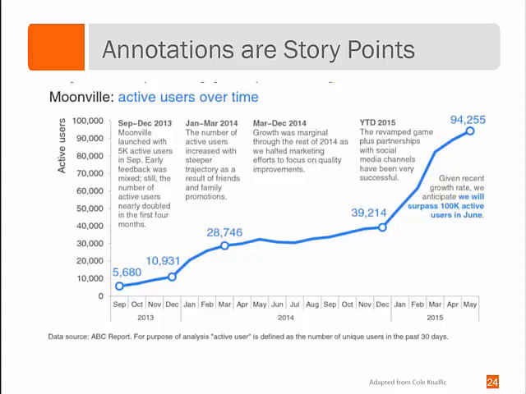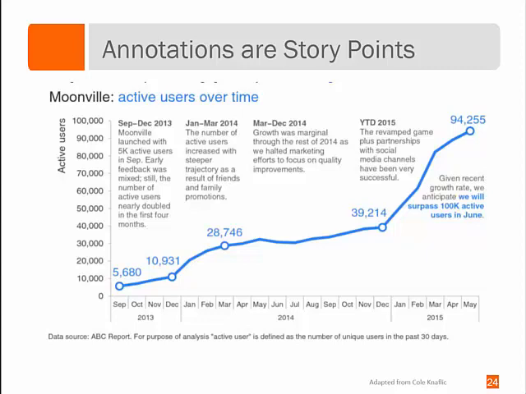Early feedback is mixed. Number of active users doubled in the first 4 months, so it's some good news, and it's helping to describe what's going on. January through March 2014, number of active users increased with a steeper curve. Lots of friends and family promotions. Okay. Then March through December 2014, growth was just marginal. So it was sort of a trend line. It was positive, but not like the steep growth we'd had before.